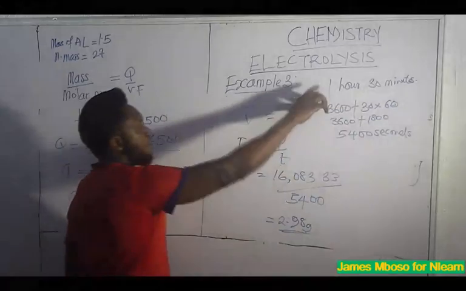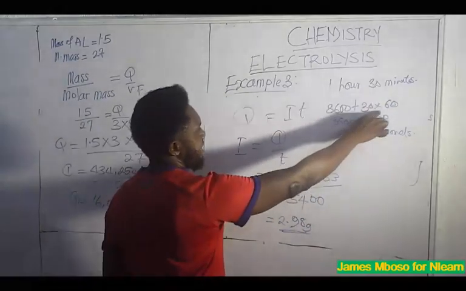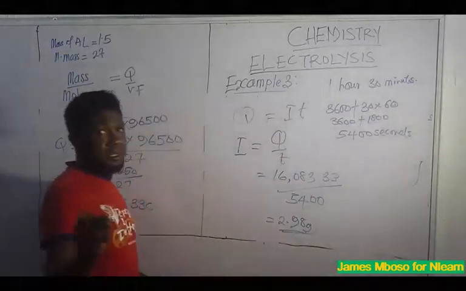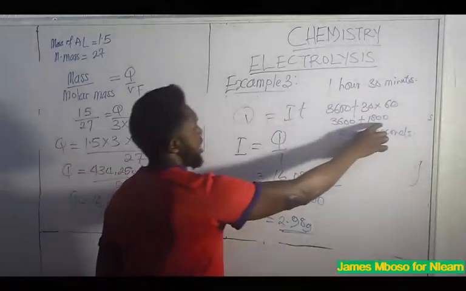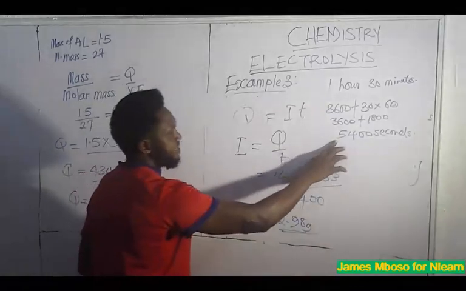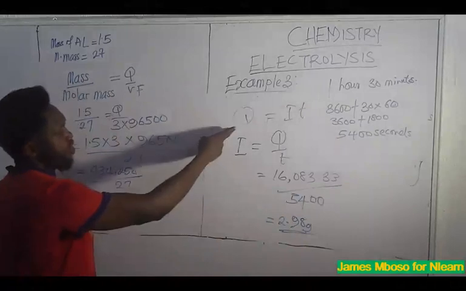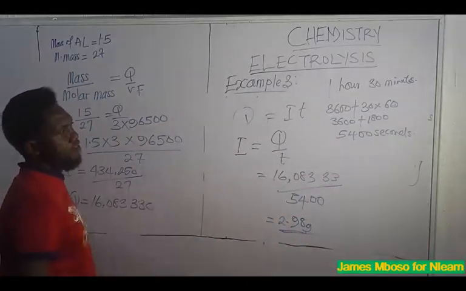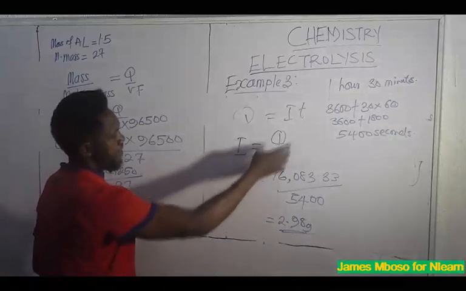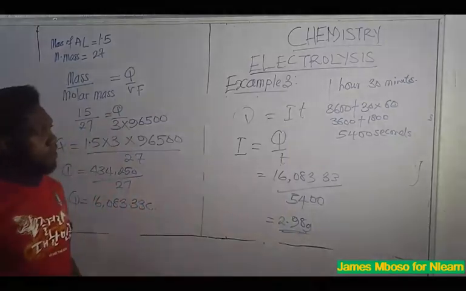So in 1 hour we have 3,600 seconds. So the 30 minutes is 30 times 60, which is 1,800 seconds. So 30 minutes contain 1,800 seconds. We add them together, we have total seconds as 5,400 seconds. We make Q here the subject of the formula. When we make Q the subject of the formula, we obtain this value as 2.98 grams being produced.